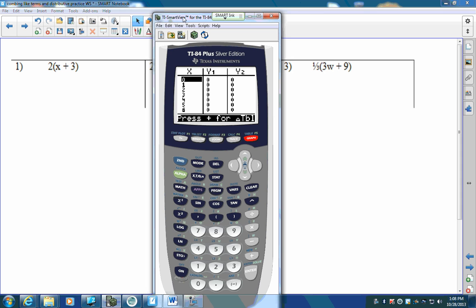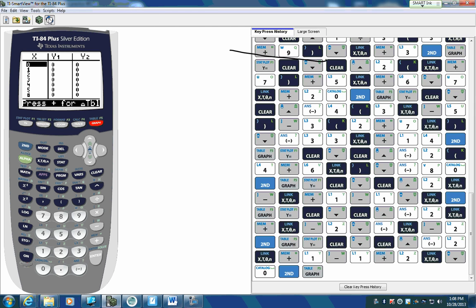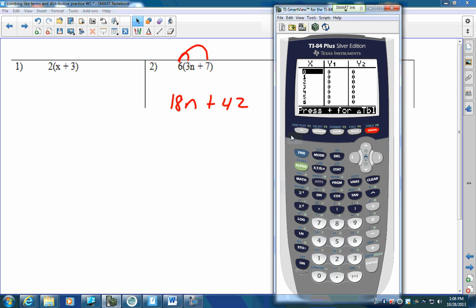So what I'll do is I'll go into the calculator. And I'll go to y equals. And I have 6 parentheses 3x plus 7. And in y2, what I think the answer is 18x plus 42. Now I'm going to press second graph. And if all of y1 and y2 again are the same, then that means we're right.